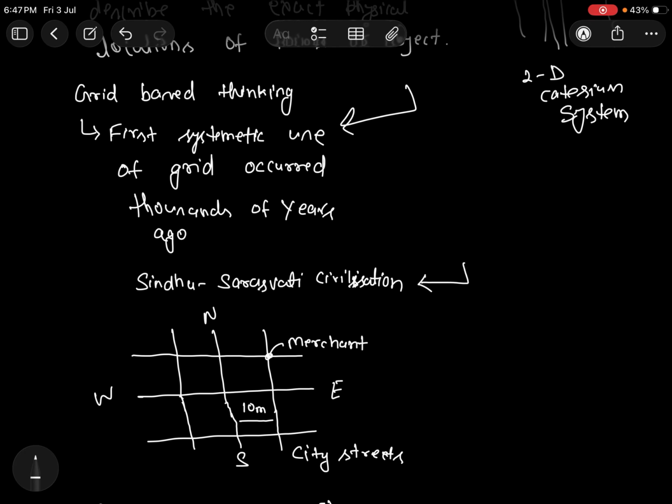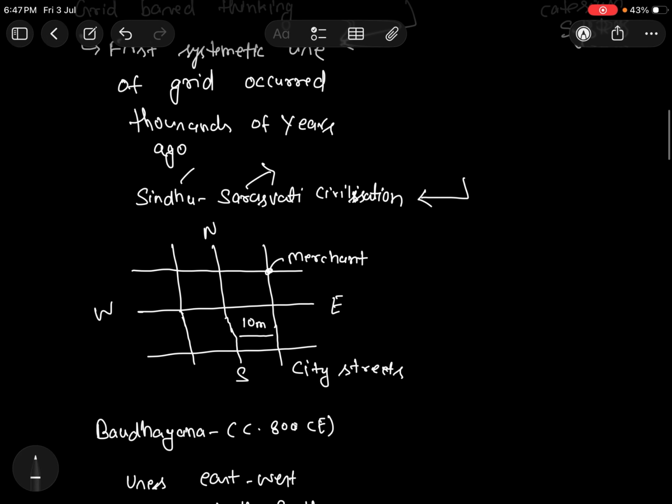Open your NCERT and read this chapter with the NCERT. These lines are taken from the NCERT. Sindhu Saraswati civilization, which is also known as Indus Valley civilization. Maybe in your other textbook you read the name Indus Valley civilization. That is the Sindhu Saraswati civilization. Sindhu is a river, Saraswati is a river. Both are rivers. This civilization flourished between these two rivers. That's why it is known as the Sindhu Saraswati civilization.